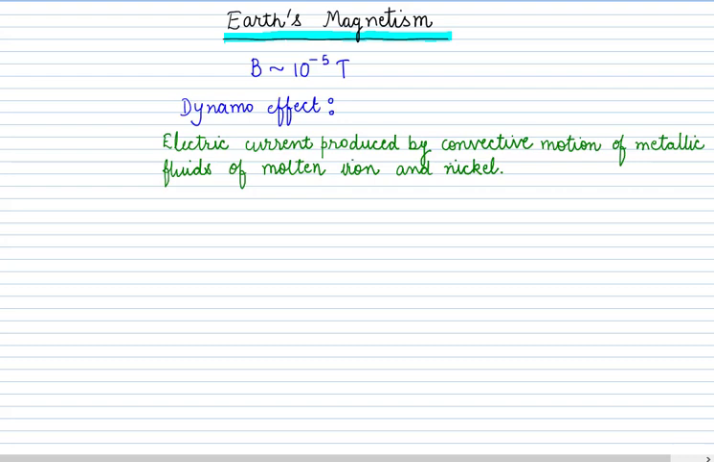Then why do we consider Earth as a magnetic dipole? Because if you look at the magnetic field lines of Earth, these magnetic field lines resemble those of a magnetic dipole. So we consider it as a magnetic dipole at the center of the Earth. Actually, there is nothing like a magnetic dipole inside the Earth, but the magnetic field lines resemble a magnetic dipole, and that is why we consider that there is a giant magnetic dipole at the center of the Earth. And the axis of this dipole is tilted by 11.3 degrees with the axis of rotation of the Earth.